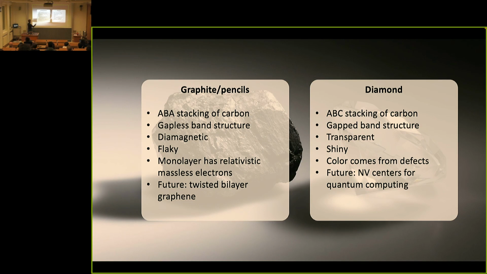We talked about the main difference, graphite, diamond, is ABA or ABC. Different band structure, different magnetic and optical properties. In the case of graphite, we have the cool property that monolayer graphene can have relativistic effects and interesting future interaction effects in twisted bilayer graphene, and diamond is actively used for quantum computing and quantum circuitry. So with that, I'll thank you for your attention.